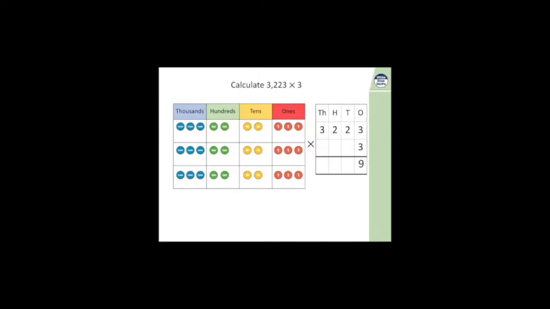3 times 3, 9. Next one. 3 groups of 2. 3 times 2, or 2 times 3, 6. Next column. 3 groups of 2. 3 times 2, or 2 times 3, 6 again. And finally, 3 groups of 3 is 9. And this is our answer, 9,669.